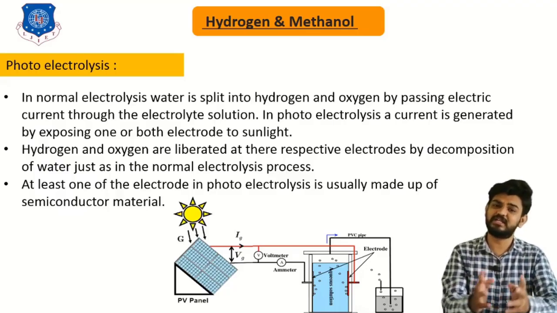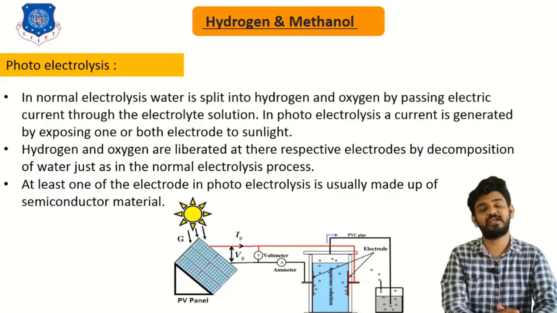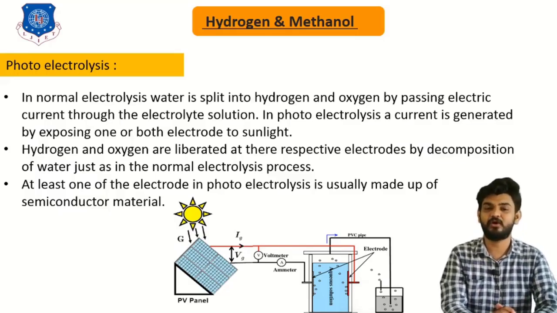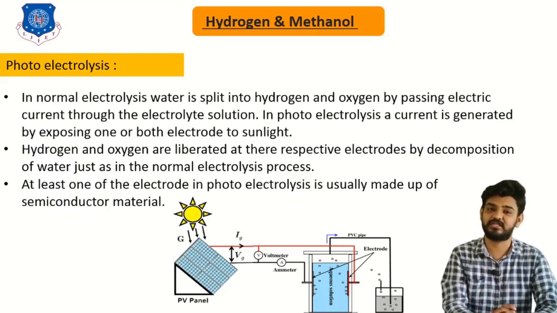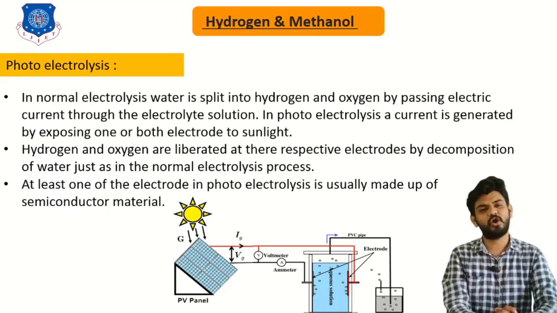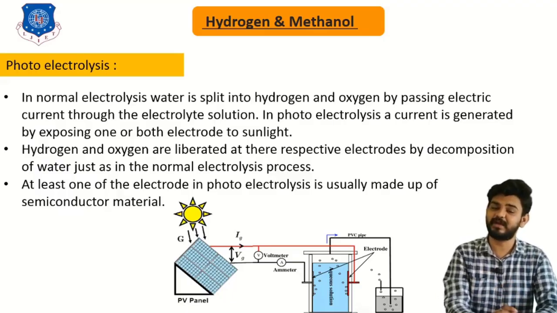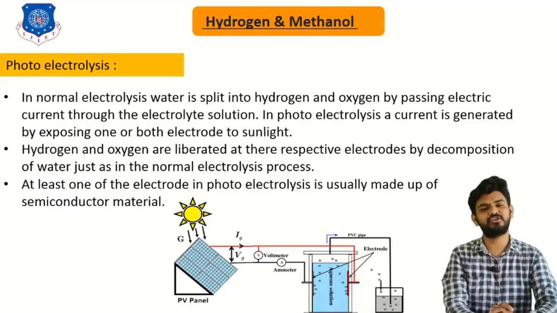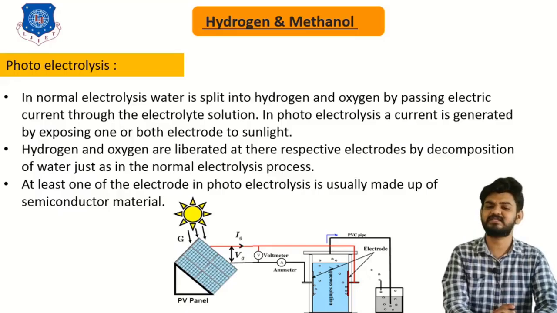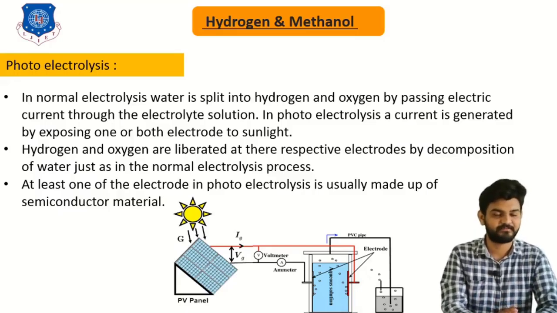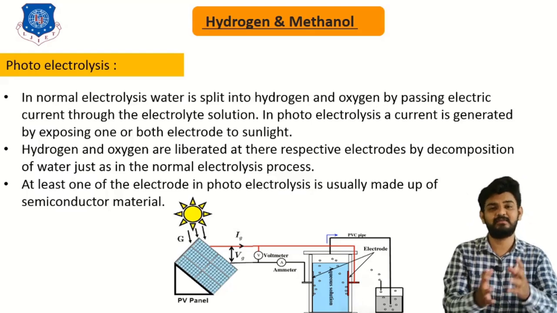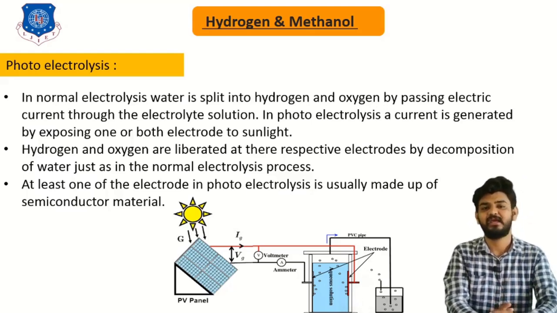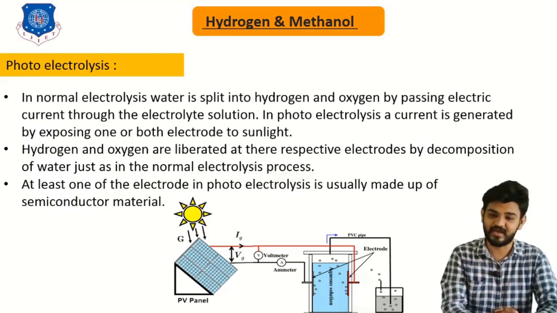And this electricity can then be utilized for the electrolysis process in order to split the water molecule into hydrogen and oxygen. Hydrogen and oxygen are liberated at the respective electrodes by the decomposition of water, just as in the normal electrolysis process. So similar phenomena happen in this photoelectrolysis as well.